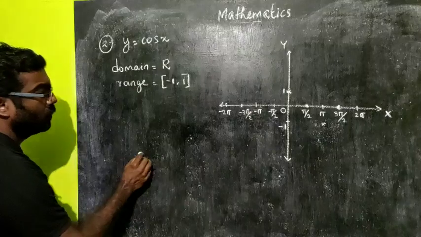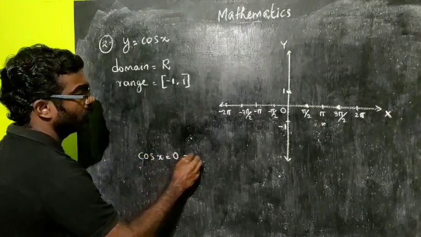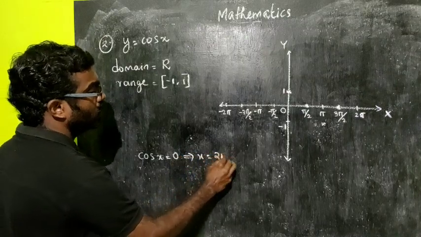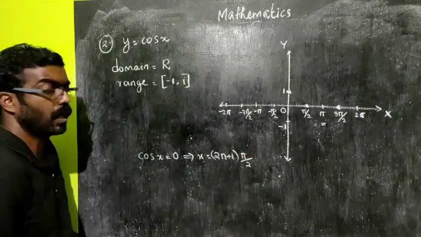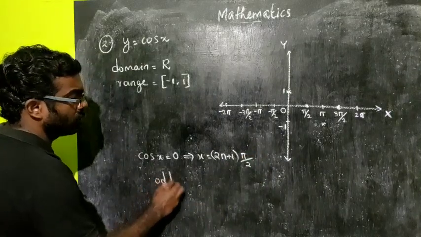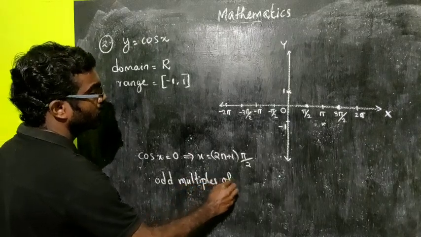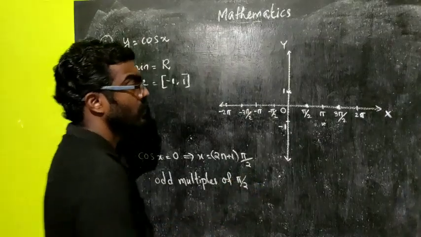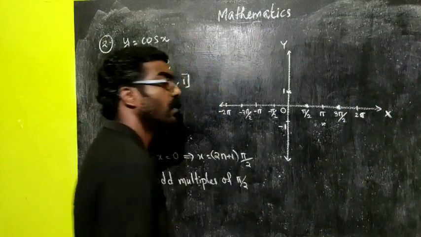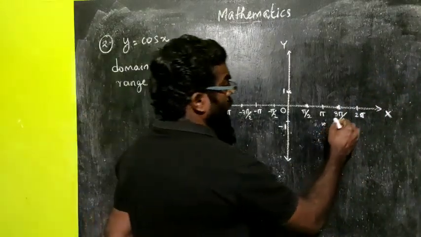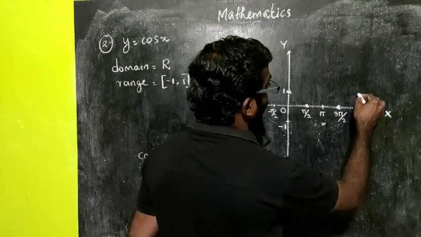Cos x is 0 for all odd multiples of pi by 2. Cos x equal to 0 implies x equal to (2n plus 1) into pi by 2. That we have discussed in the last class. That means for all odd multiples of pi by 2, cos x is equal to 0. So cos pi by 2 is 0, cos 3 pi by 2 is 0, cos 5 pi by 2 is 0, and so on. So here cos 3 pi by 2 is 0, then cos 2 pi. Cos 2 pi is 1.